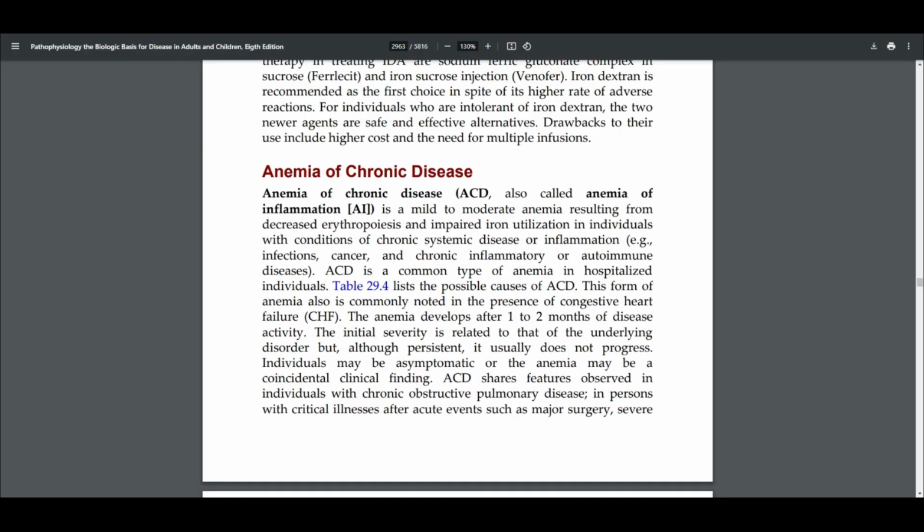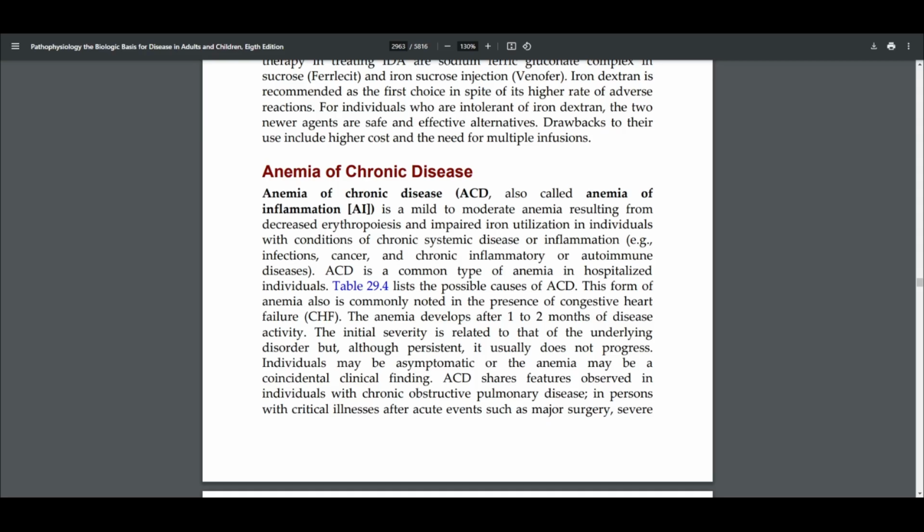is a mild to moderate anemia resulting from the decreased erythropoiesis and impaired iron utilization in individuals with conditions of chronic systemic disease or inflammation. ACD is a common type of anemia in hospitalized individuals. Table 29.4 lists the possible causes of ACD. This form of anemia also is commonly noted in the presence of congestive heart failure.